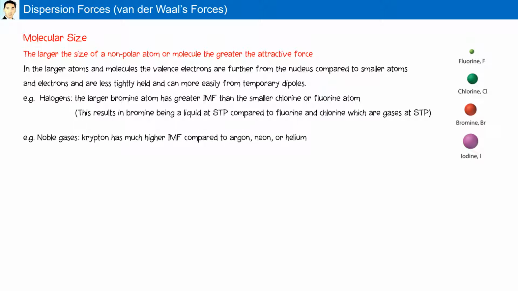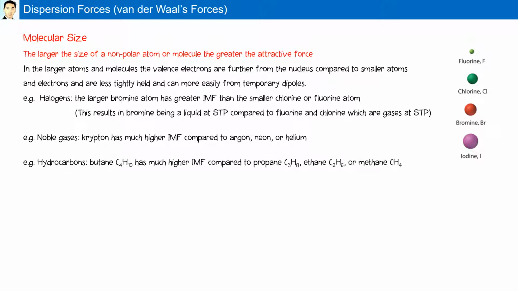The noble gases also express this, where the larger krypton atom has a much higher intermolecular force compared to argon or neon, or even helium. Hydrocarbons also show similar properties. The larger molecule butane has a much higher intermolecular force compared to propane, ethane, or methane.